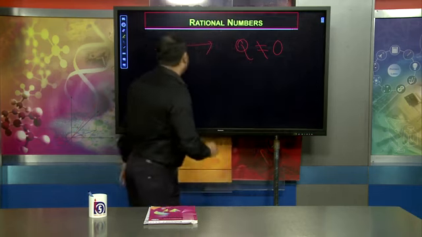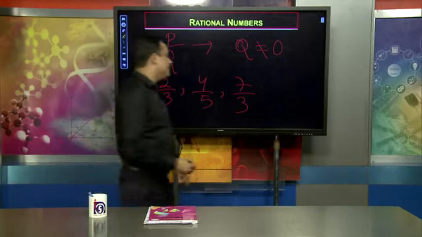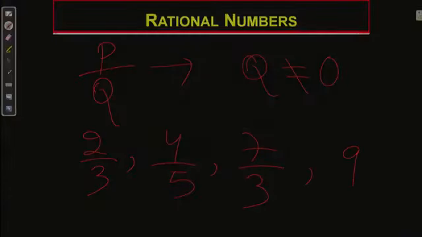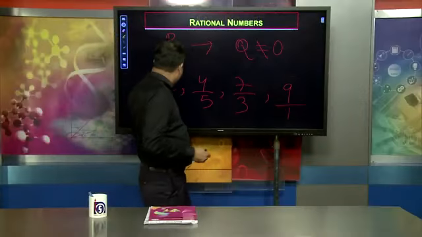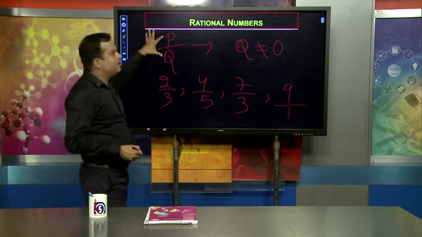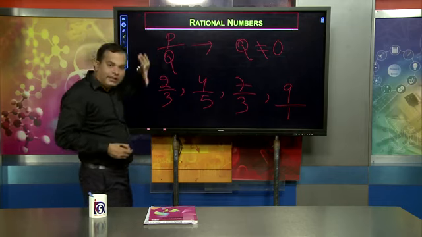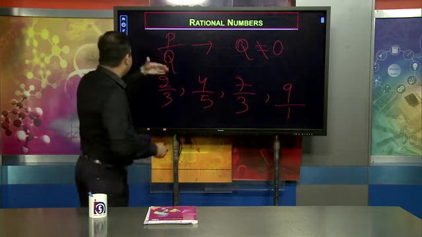For example, 2 by 3 is a rational number, 4 by 5 is a rational number, 7 by 3 is a rational number, or simply 9 is also a rational number, because 9 I can write as 9 by 1. So in each rational number there are two parts. One is the upper part, another is the lower part.